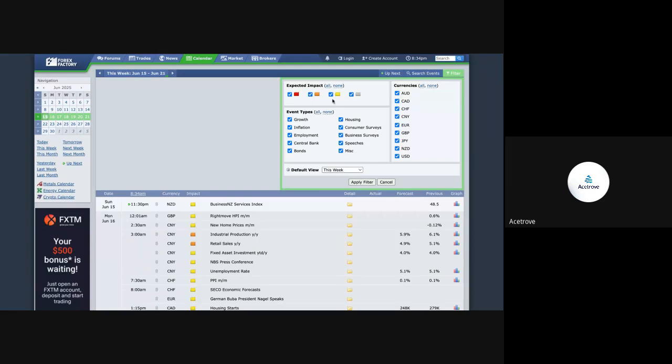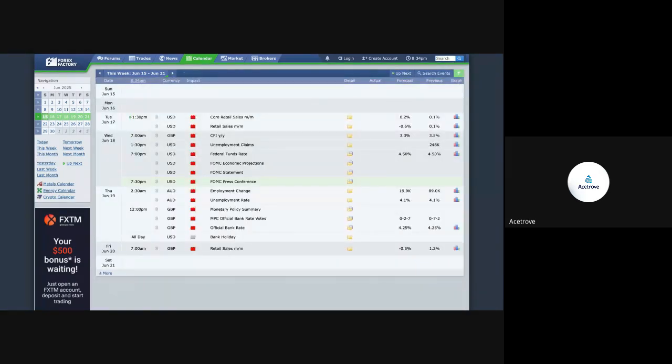I have no interest in low impact news. This is holiday, I guess. Non-economic, so it's like bank holidays and all that stuff. I have no interest in medium impact news as well. I do not trade any of these pairs. I just trade euro, pounds, and I check the Australian dollar and of course the USD, because why not? Apply filter. So this is what we're having for this week.